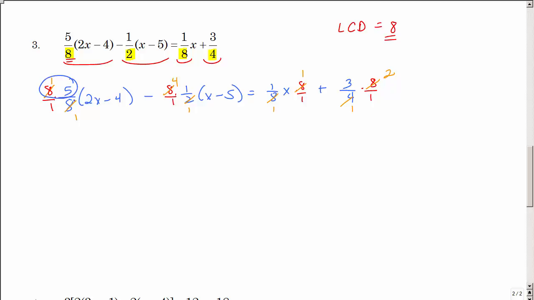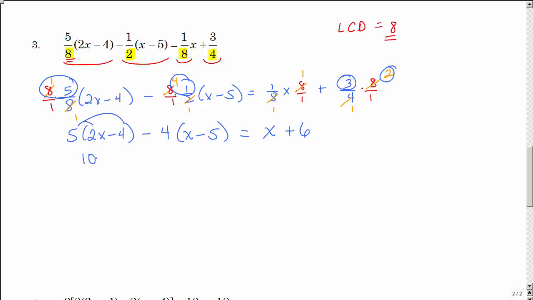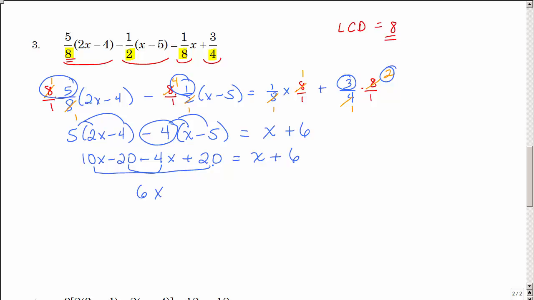Okay, so I'm going to multiply that together, so that's 5. Keep the parentheses exactly the same. Minus 4, keep the parentheses exactly the same. That is 1x plus 2 times 3 is 6. Now we're going to distribute. Remember, we're going to distribute a negative 4. Oops, I don't know why I put that equal sign. Okay, so I have minus 4x plus 20. Going to collect like terms. So that's 6x. Ooh, what's 20 minus 20? Or negative 20 plus 20? That's 0.